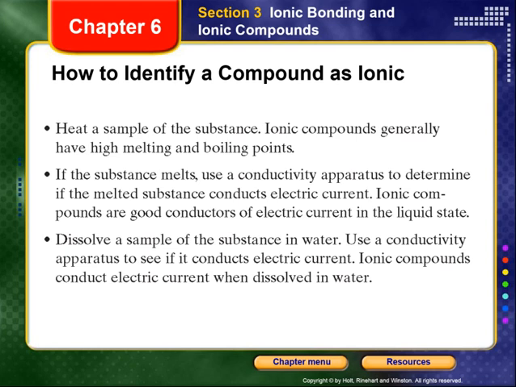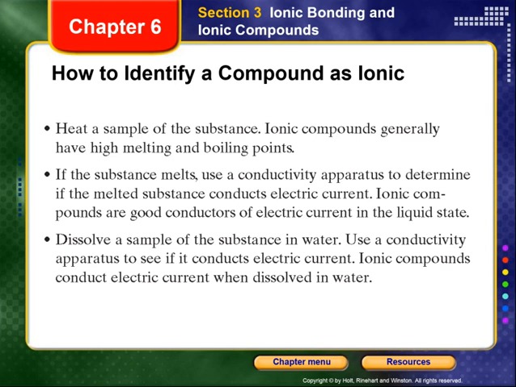If we manage to melt the substance, we can test its conductivity to determine if the melted substance conducts electric current. An ionic compound is going to be a good conductor of electric current when it's in the liquid state, because those charged species, those ions, can move when they're in the liquid state.